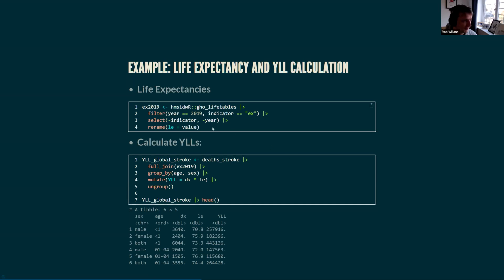To carry on with the calculation, we are going to firstly filter the data a little bit. This chunk here extracts the relevant life tables to get life expectancies for 2019. So we start that condition there, and then rename the value to LE, as in our prior definition.